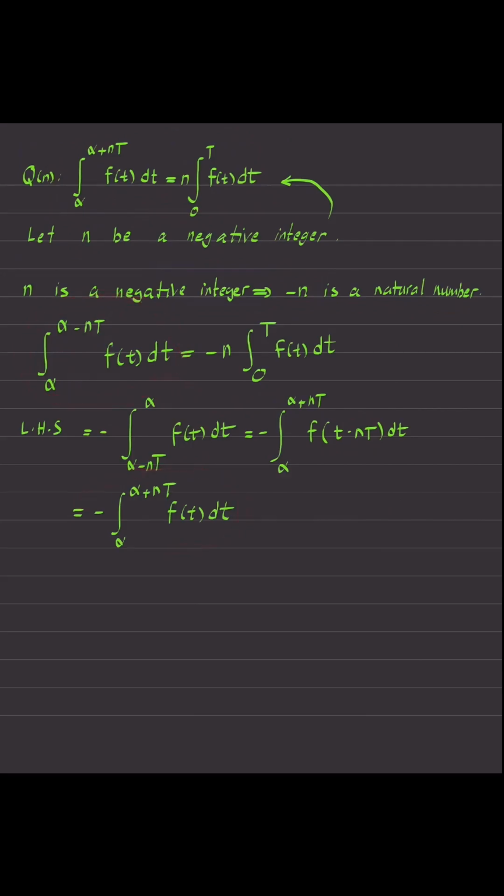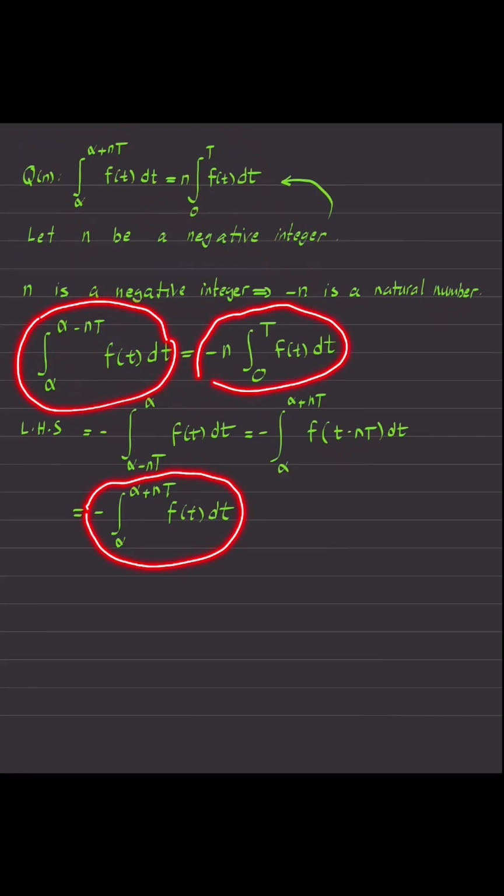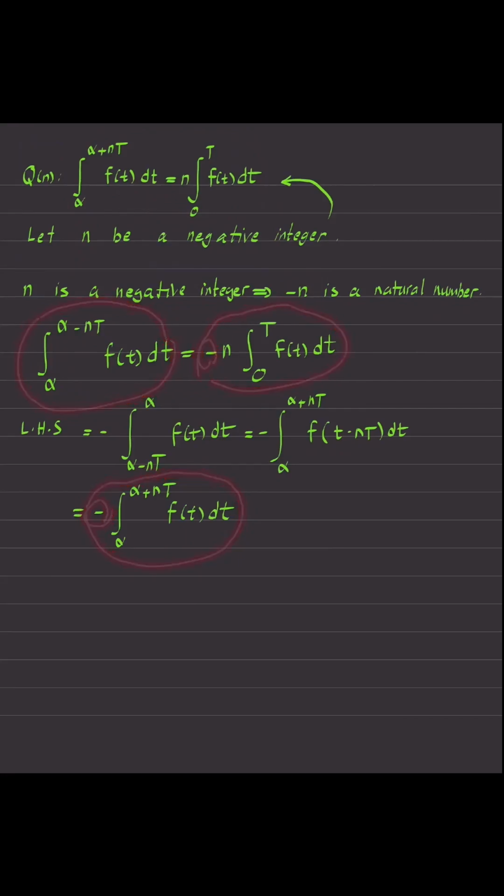Yes? Okay, so the left hand side of this expression is equal to this expression. So then I am done. Why? Because this one, I know it is true. Instead of the left hand side, put this expression. Instead of the right hand side, put the same expression. Then this extra minus sign and that extra minus sign will cancel out, and you will get integral from alpha to alpha plus nT of f of t dt is equal to n times integral from 0 to T of f of t dt.